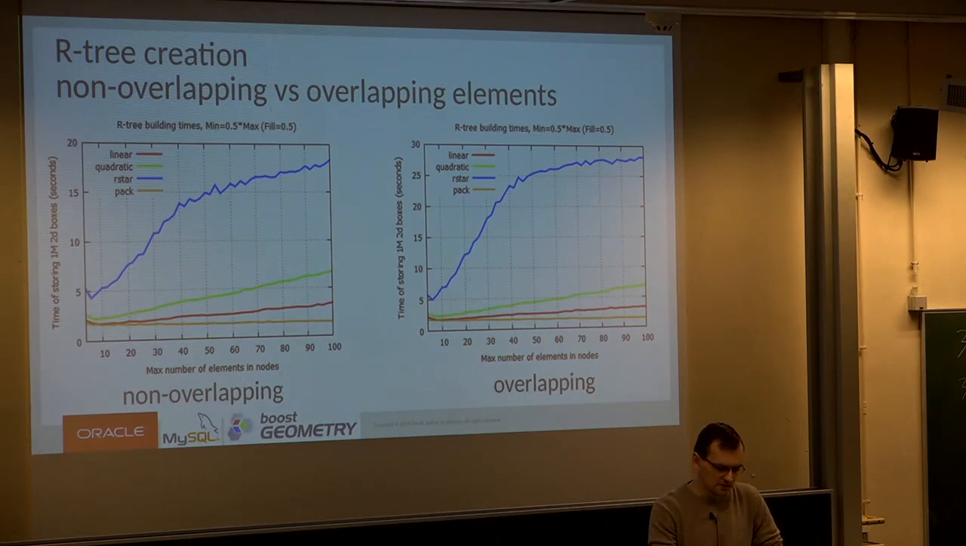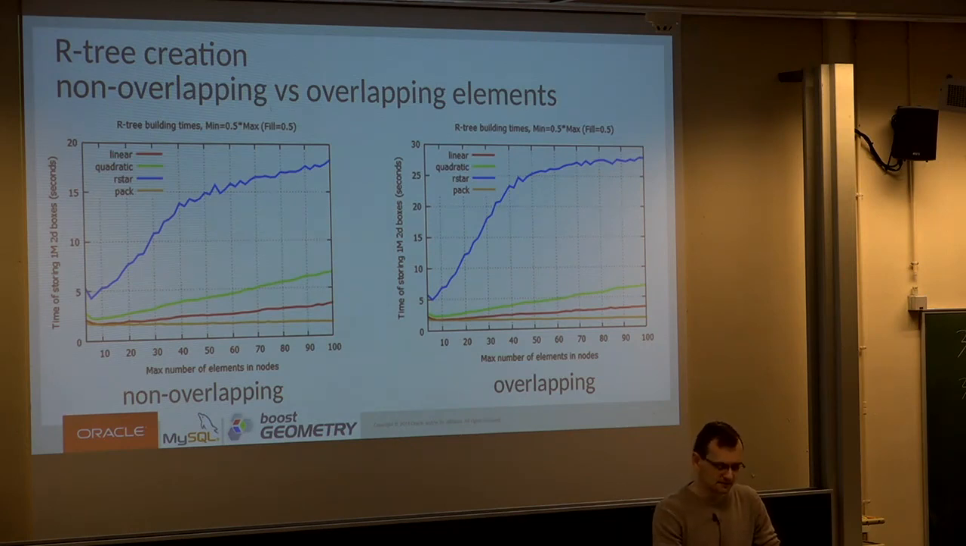And there is also one more decision you have to make before creating the R-tree, which is the size of the node, the number of elements stored in the node, which will be influenced by your knowledge about the domain you're working with, and specifically about the kind of data you're working with. So for non-overlapping elements, the tree will behave differently.